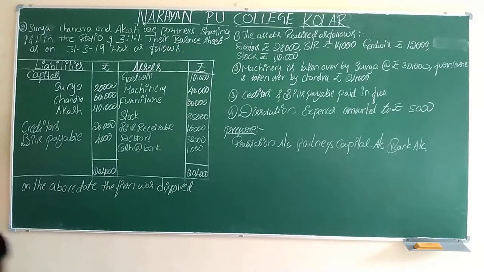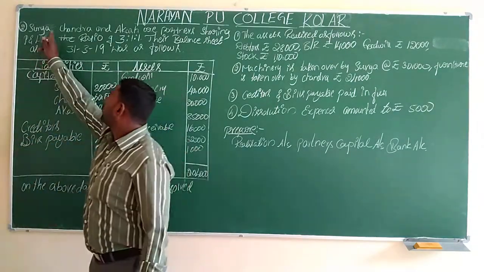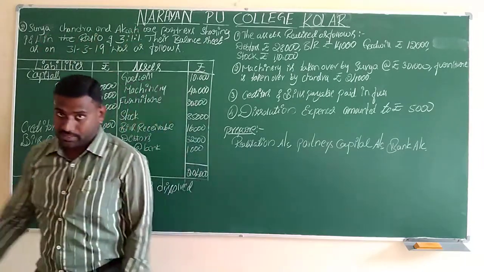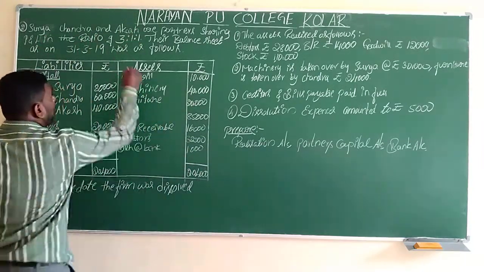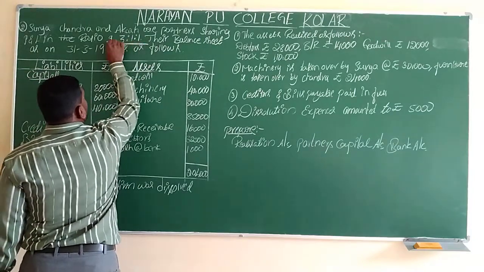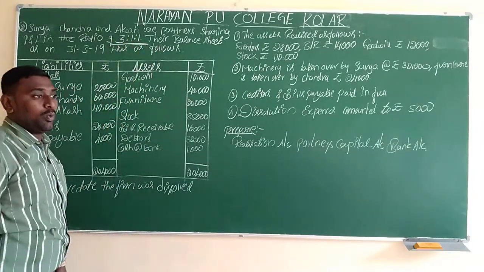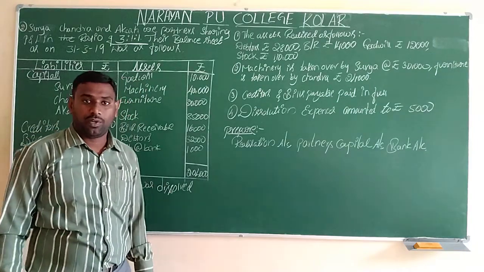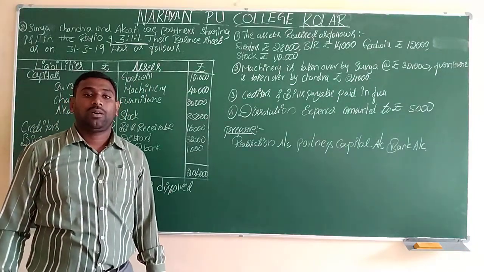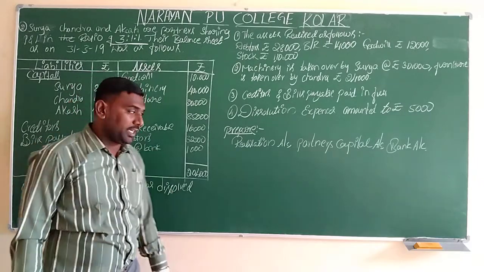Before moving to the solution, we have to classify the question, where the transactions we have to get and where we have to write the transactions. Here the question is given: Surya, Chandra and Akash are partners sharing profit and losses in the ratio, and here the ratio is compulsorily given. 3 plus 1, 4, 4 plus 1, 5. 3 by 5, 1 by 5 and 1 by 5 is the profit sharing ratio.